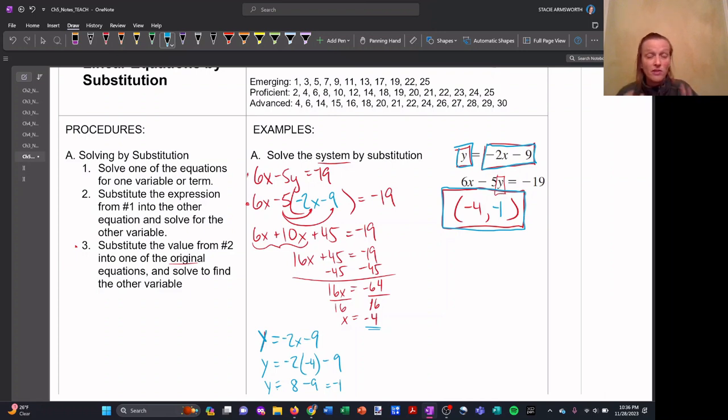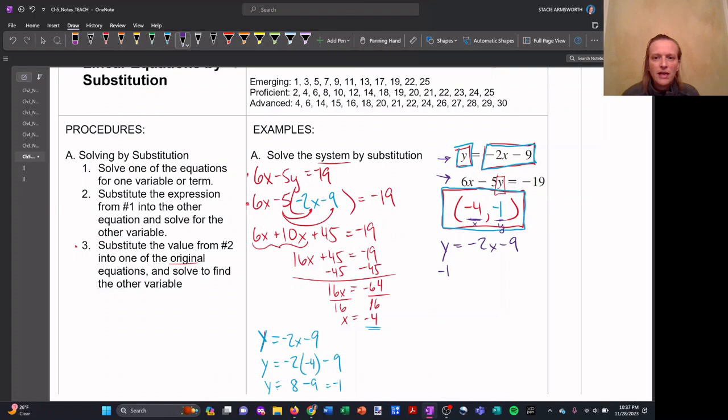I can demonstrate that this is the correct solution by going back and checking the solution in each of the original equations. Okay, so this extra step doesn't take very long, but it's important. It's an important check to make sure that I actually did all my math correctly. So I go back to one of the original equations, y equals -2x minus 9. I plug in this value for x. I plug in this value for y.